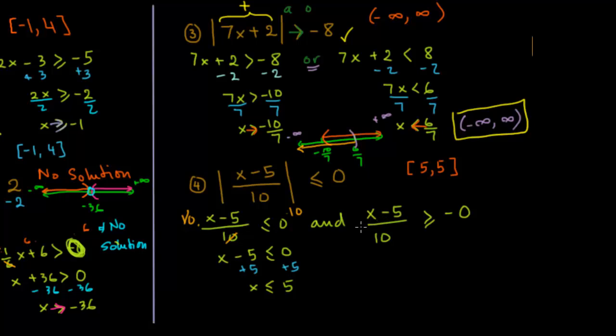We do the same for the other one. So multiply by 10 on both sides. We will have this divide out. We will have x minus 5 greater than or equal to 0. And we isolate the x by adding 5 on both sides. So x greater than or equal to 5.